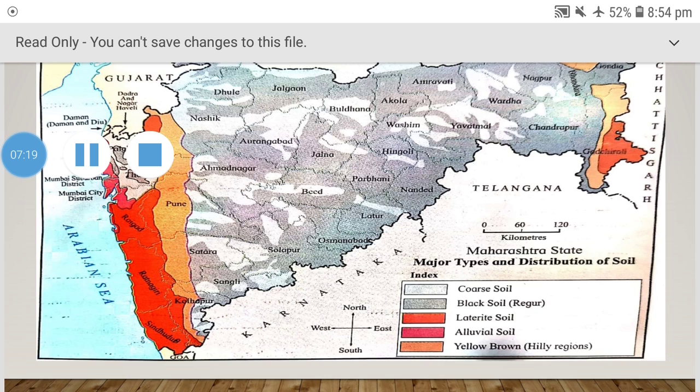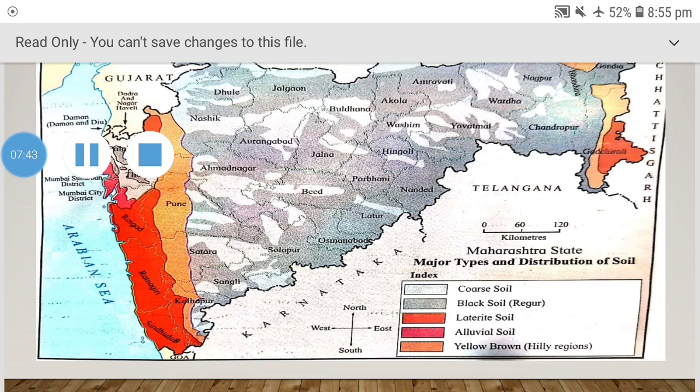Which soil is found in the parts of the Sahyadri ranges? Now as I discussed, Sahyadri ranges means mountainous areas, hilly regions. Definitely which type of soil are you going to find? That is yellow-brown soil. You can see the shade which is shown, yellow-brown. That is the Sahyadri ranges. We see this type of soil, that is yellow-brown.